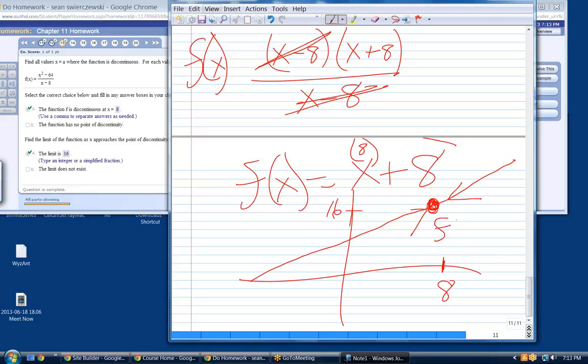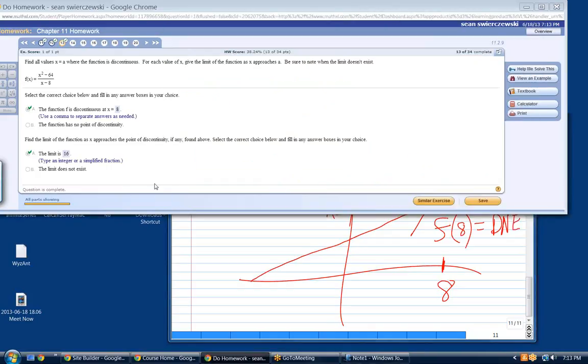In other words, if I said, what is f of 8? Well, there's a big hole there. It's DNE, does not exist. They'll probably ask that before we're done with this question, is my guess. No, I guess we're done with it. Yeah. Okay.